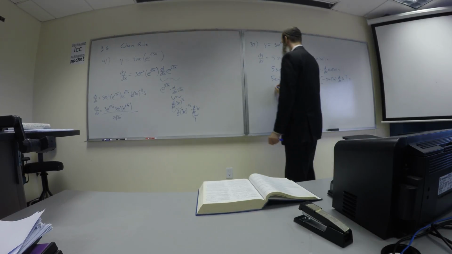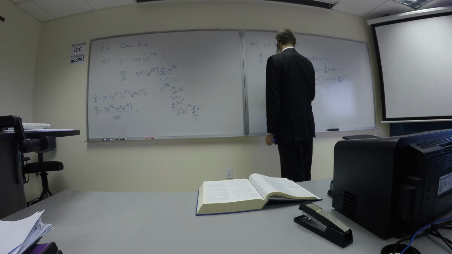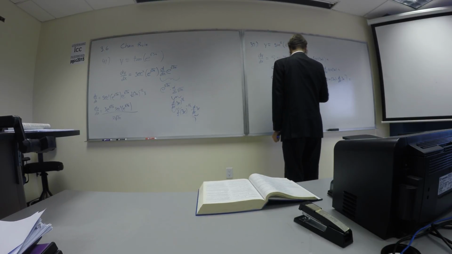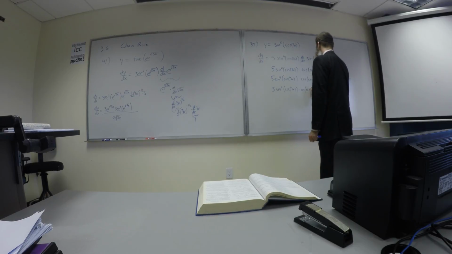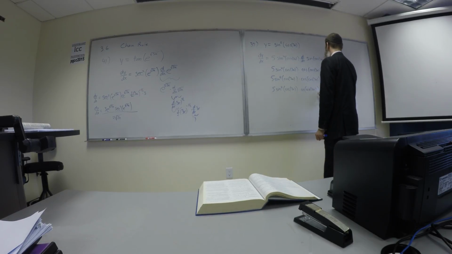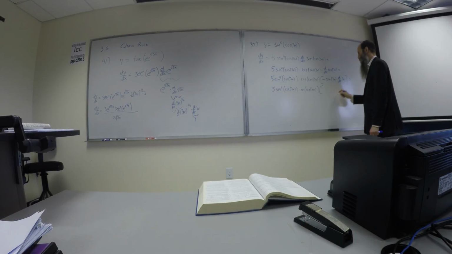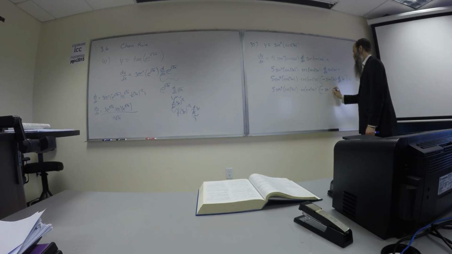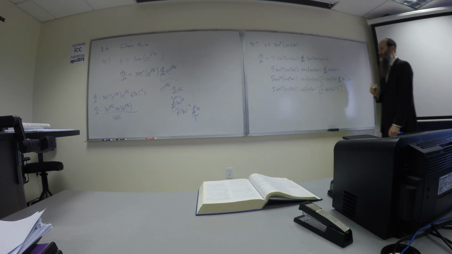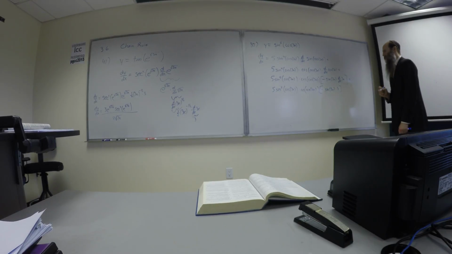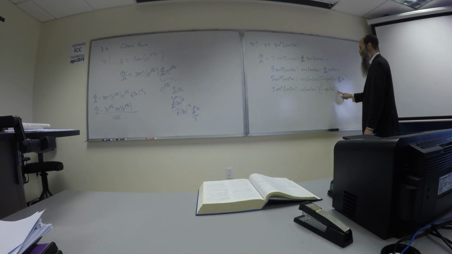So now we have it. 5 sine to the 4th of cos 3x, the derivative of 3x is 3. Negative sine 3x times 3. Okay, so there. The chain rule is complete. Now it's just a matter of cleanup. So we have negative 3 and 5. So negative 15 is up front.